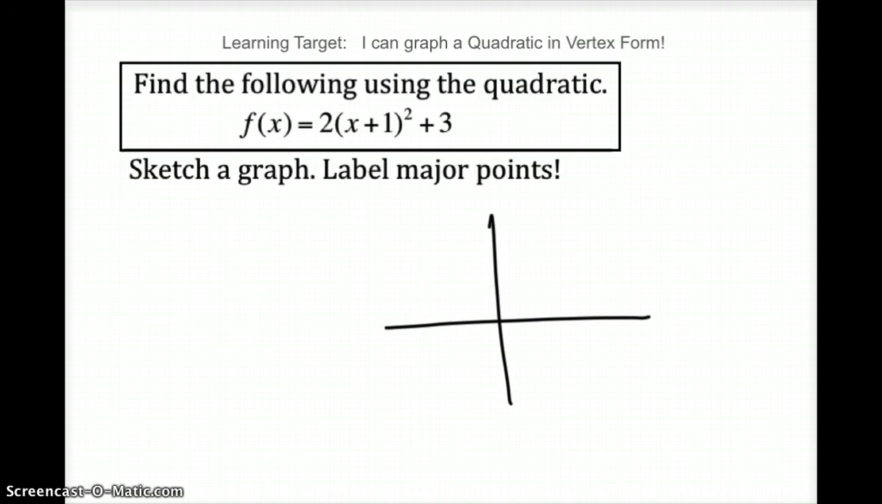Our vertex was at -1, 3, if I remember correctly. -1, 3. Our y-intercept was at 0, what was it? 5. 1, 2, 3, 5. And so I'm going to have to rush. When I reflect it, I get -2, 5.